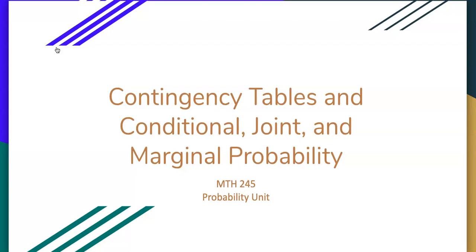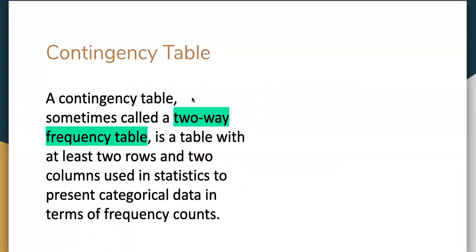Contingency tables and 3 different probabilities that we will calculate from that table. The contingency table is sometimes called a two-way frequency table. And actually, you've made one before for me. It's going to have at least 2 rows and 2 columns. And we will use categorical data and use the frequency counts to fill out this table.